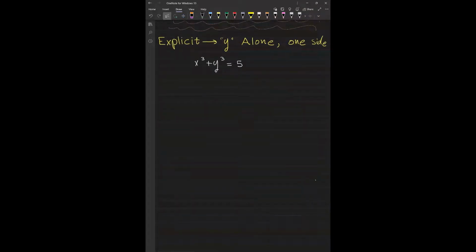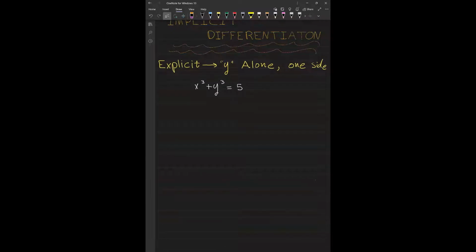All right, now let's get on with our first example. I've got x cubed plus y cubed equals 5. So would you say this is implicit or explicit? This is implicit, of course. y is not alone. y is mixed up with x's.